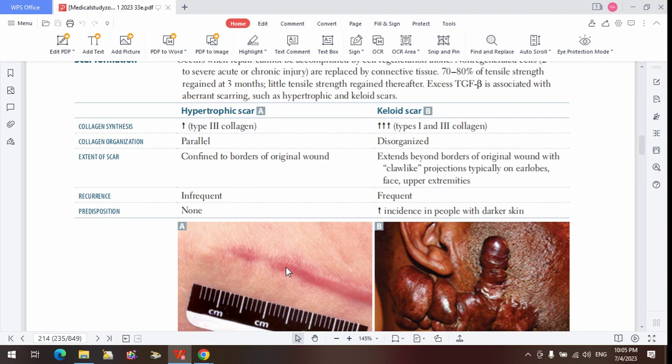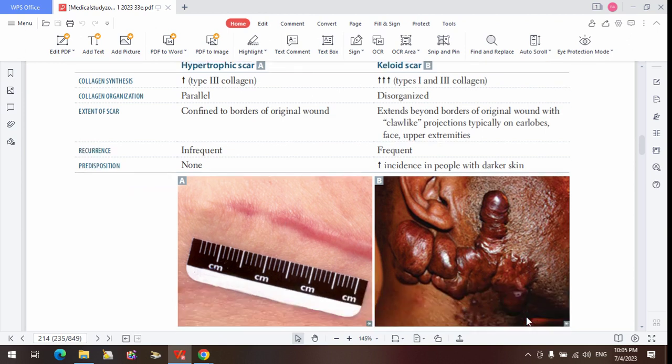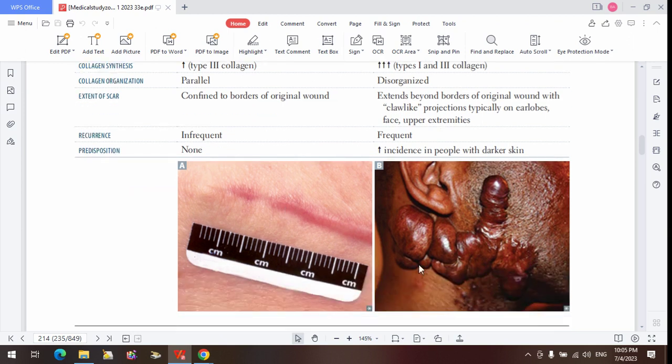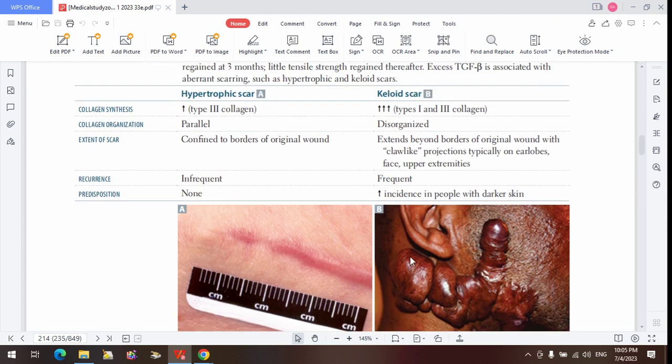Parallel, series, different configurations that are not well established will make it look disorganized like this person here. The collagen is disorganized. It doesn't have any particular orientation of deposition. Then, a very important point to know: what is the extent of the scar? In hypertrophic scar, the scar doesn't go beyond the borders of the injury. It will be confined to the border of the injury.